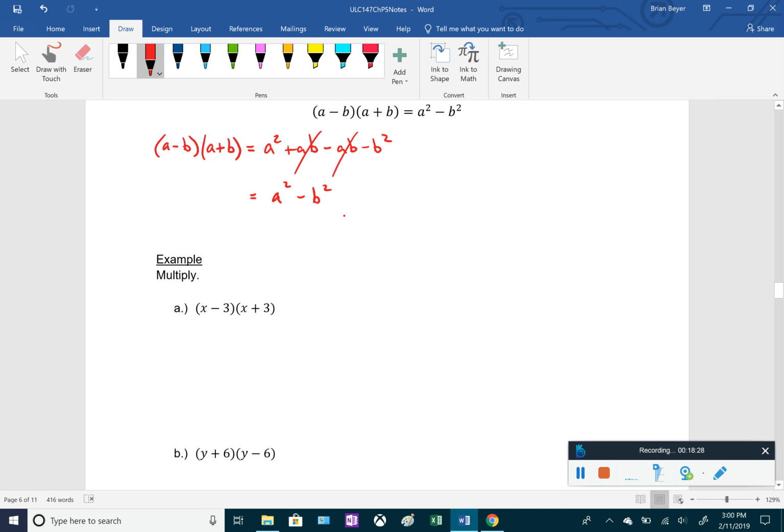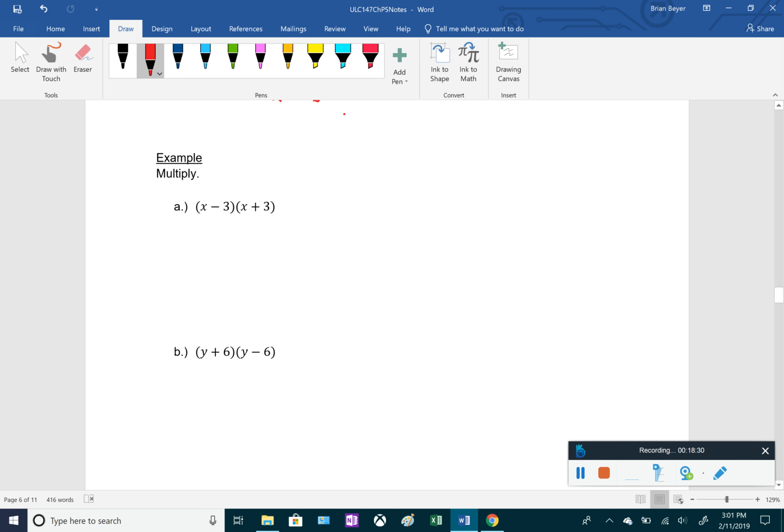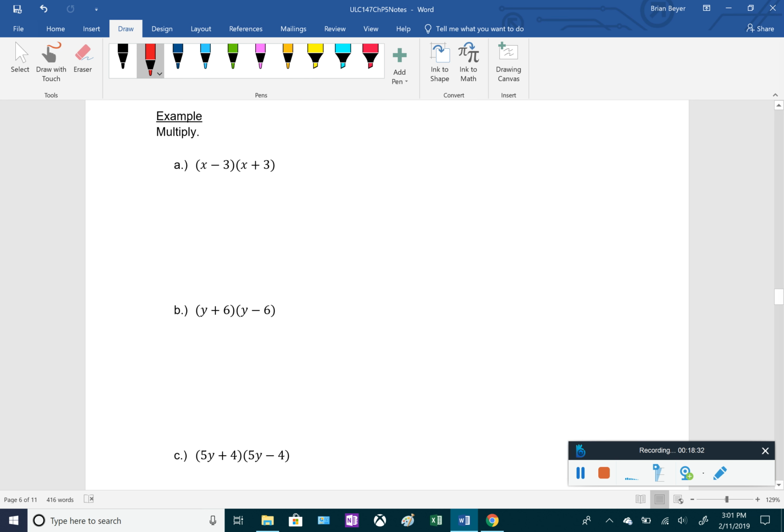So let's do some examples here. We have x minus 3 times x plus 3. So let's use the shortcut. First, we recognize that it's the same two terms. One is a sum, one is a difference. So that means it's the first one squared minus the second one squared. So x squared minus 3 squared, which is x squared minus 9. I'll put a little note over here, and I'll say, or you can FOIL it.